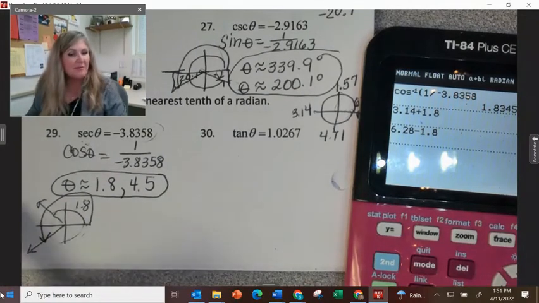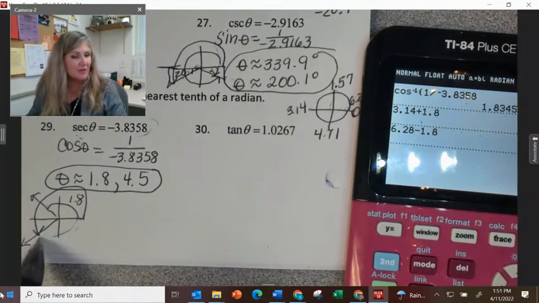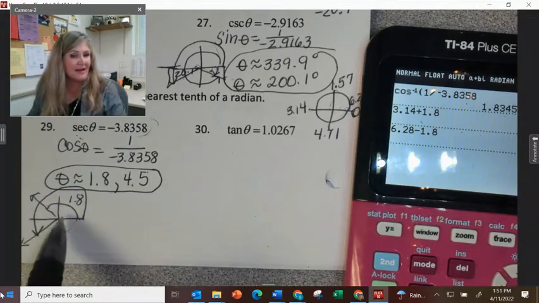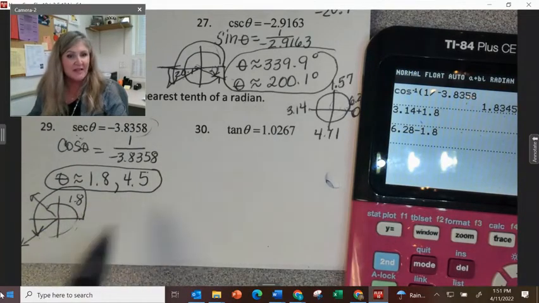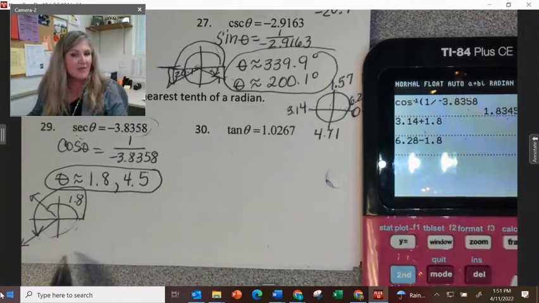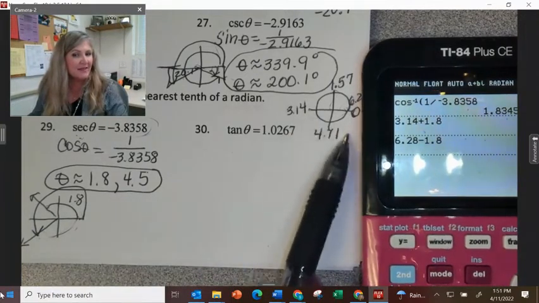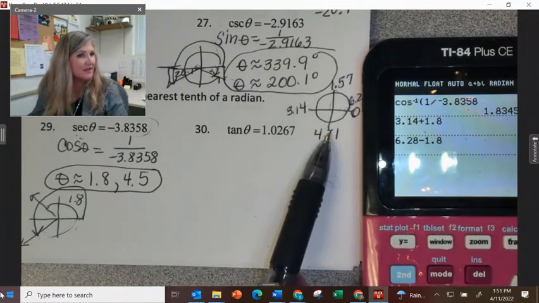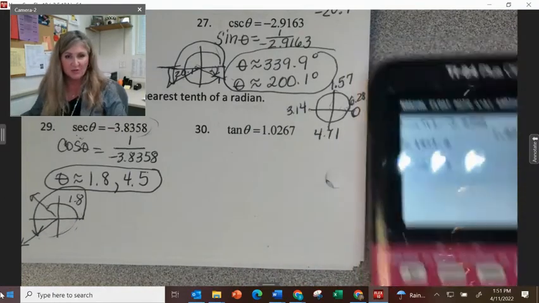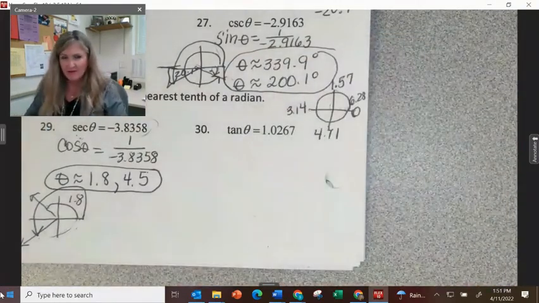Kind of a tough problem when you're using quadrants 2 and 3. You have to keep working at it until your answer makes sense. Does this answer of 4.5 make sense? Would that be in that third quadrant like we need? Yes. So we're good. All right.